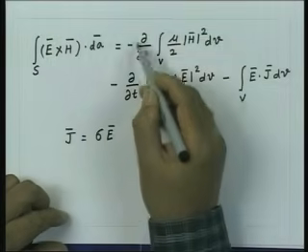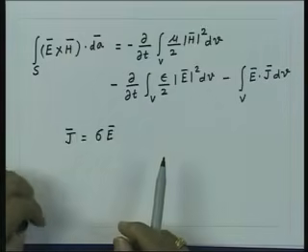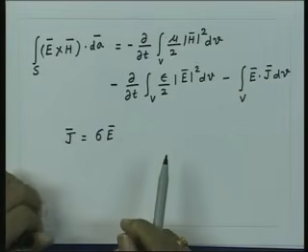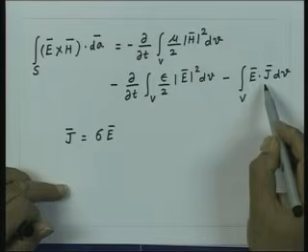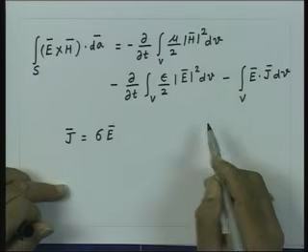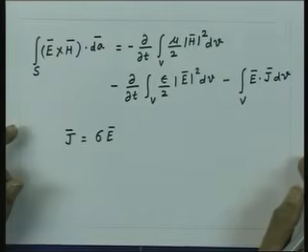So, this quantity essentially tells me the rate of decrease of the magnetic energy stored in that volume V. This quantity tells me the rate of decrease of electric energy stored in that volume V. Substituting j equal to sigma E, this quantity essentially tells you what is called the ohmic loss in the medium.